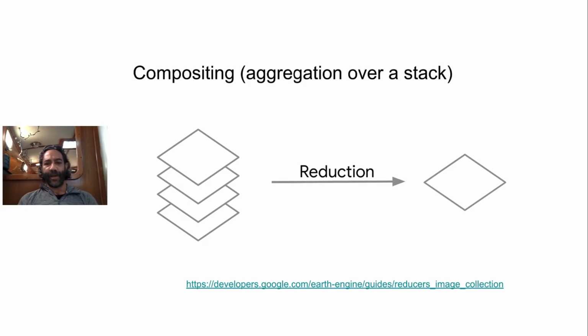Compositing is a very common workflow in Earth Engine. And by compositing, I just mean aggregation over a stack of images or a stack of bands or a time series, if you will, or if these are chronological images. And we call that a reduction because you're reducing many images into one. And this is just an aggregation pixel-wise over a stack.